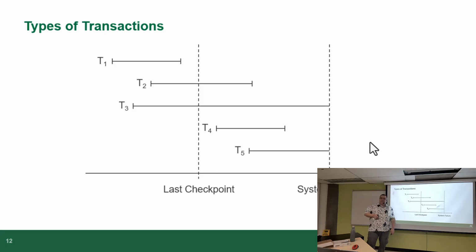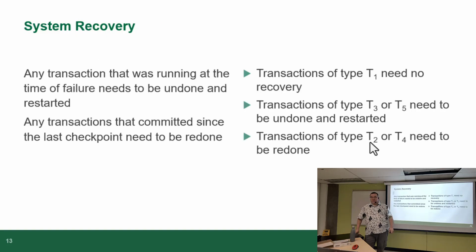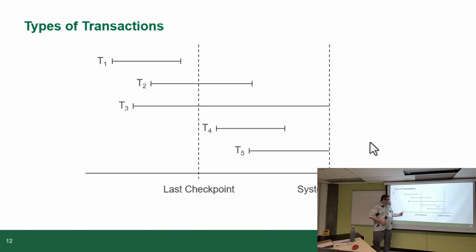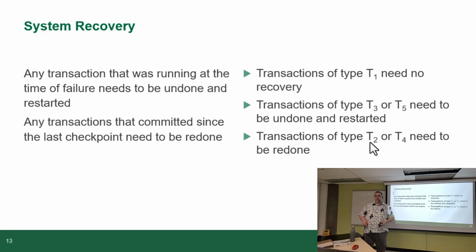Okay, so I'm going to be using a graph that looks like this for the next bit. You'll see basically a green line traveling across it. This is just the initial state. So system recovery: any transaction that was running at the time of failure needs to be undone and restarted. Any transactions that were committed since the last checkpoint need to be redone. Transaction T1 doesn't need to be recovered because the timeline moves this way and T1 is self-contained. It'll make more sense when I go through the slides and you see the line go through.